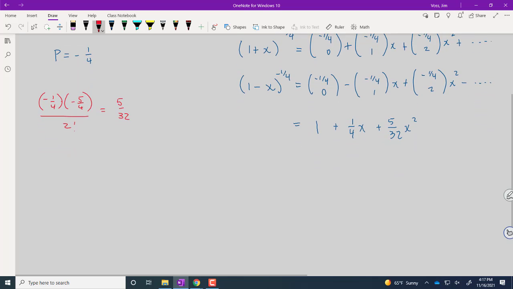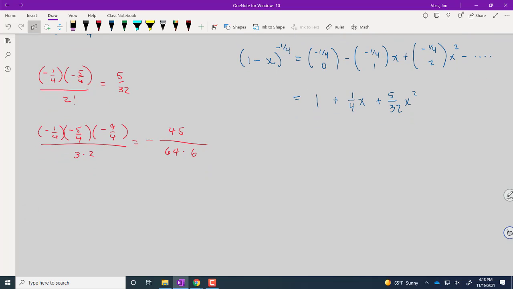You can generally see good patterns if you go to 4 terms. So now we would have -1/4, -5/4, and -9/4 over 3 factorial. So let's see, what's that going to be? It's going to certainly be negative. And in the denominator here, 4 times 4 is 16, times 4 is 64. So we're going to have 64 times 6 when we look at this denominator and that denominator. And in the numerator, we have 45, 9 times 5. Okay, so 3 goes into there twice. 3 goes into there 15 times. That is going to leave us with -15/128. That is the final term that we are going to find. -15/128 times x cubed plus etc.